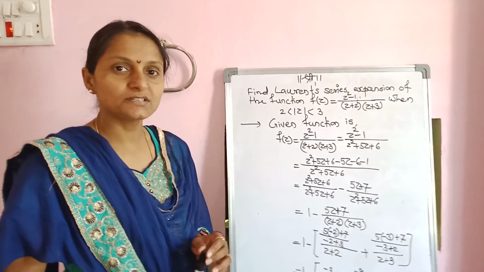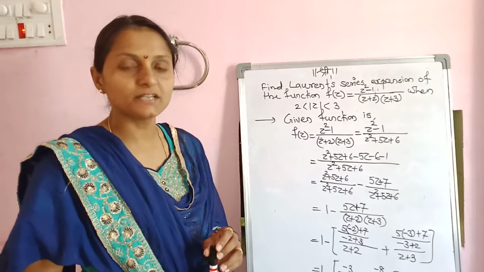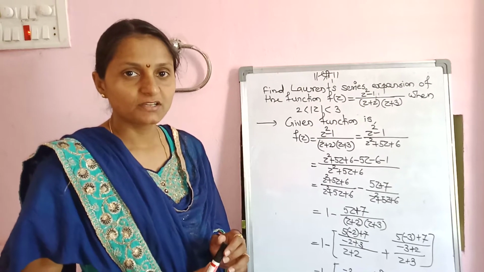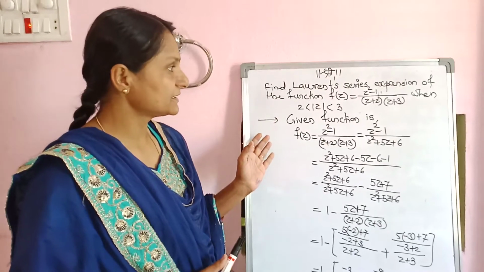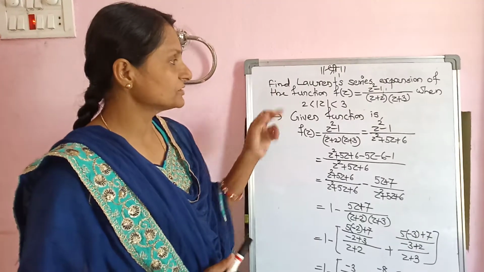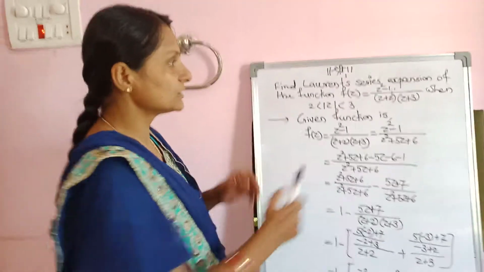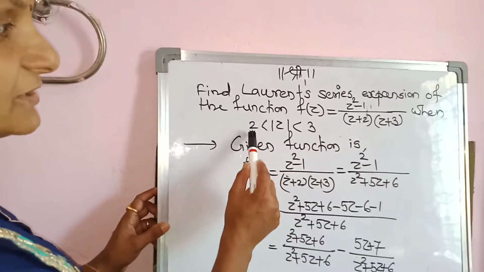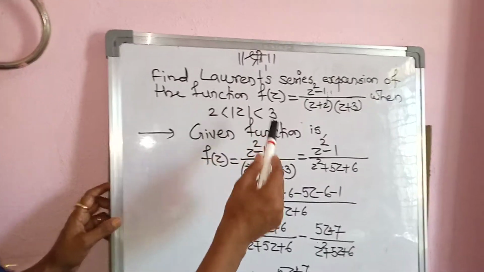Hello students, let us move on to one more topic, that is finding the Laurent series expansion of a function. I have written here one problem. Observe the problem. Find the Laurent series expansion of the function f of z equal to (z square minus 1) by (z plus 2)(z plus 3) when 2 is less than mod z less than 3.